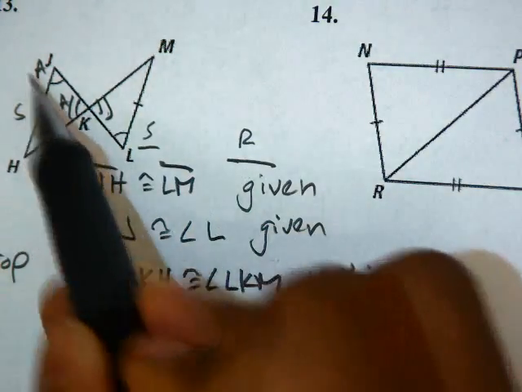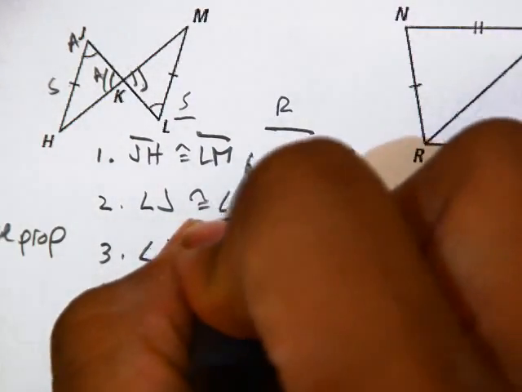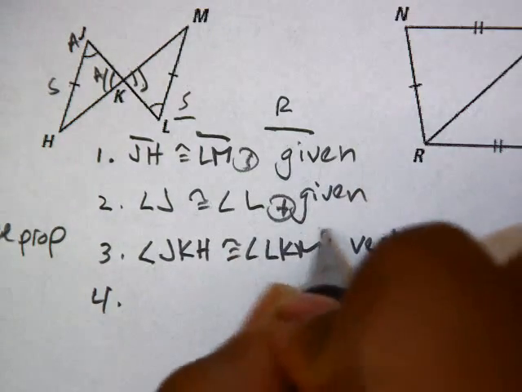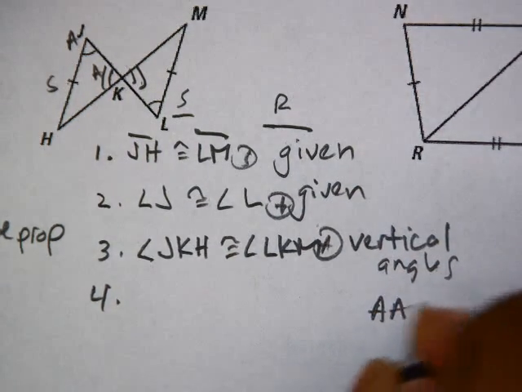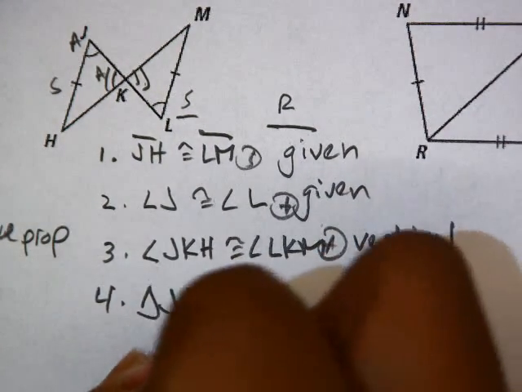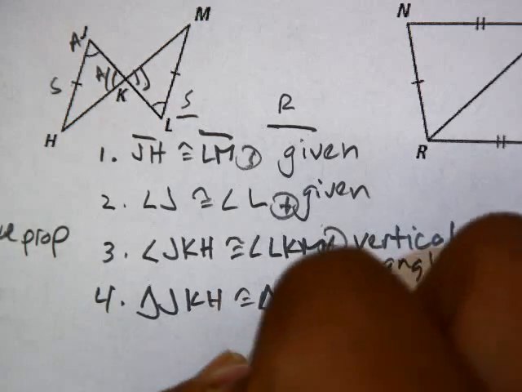Okay, so I have a side marking and two angle markings. The side is not in between. So since the side is not in between, it's going to be AAS, triangle JKH is congruent to triangle LKM.